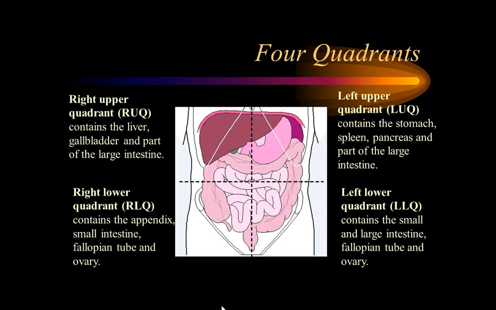Got to know what's in your quadrants. The right upper is your liver, gallbladder, and part of the large and small intestines. Right lower is your appendix, small intestine, fallopian tubes, and ovaries in the females. Of course, the left lower has small and large intestine, ovary, and a fallopian tube. And then your left upper quadrant: your stomach, spleen, pancreas, part of the large intestine, and part of the small intestine are there too. And then the diaphragm kind of splits the cavities.